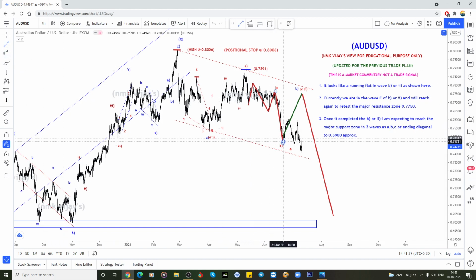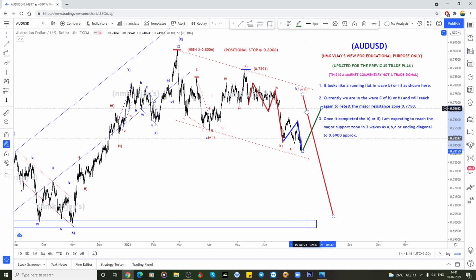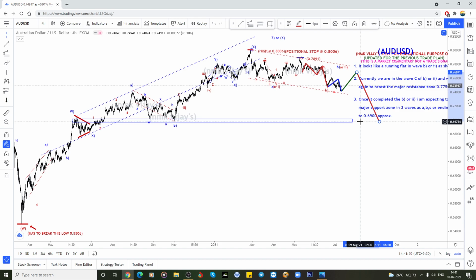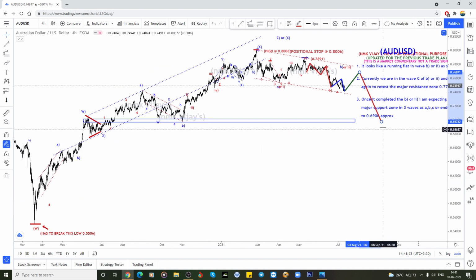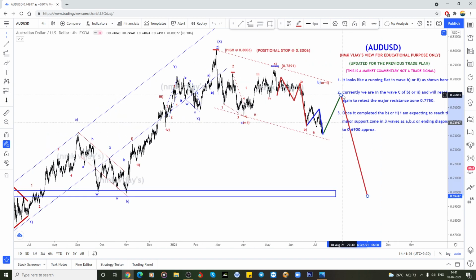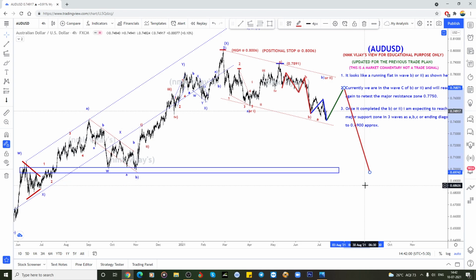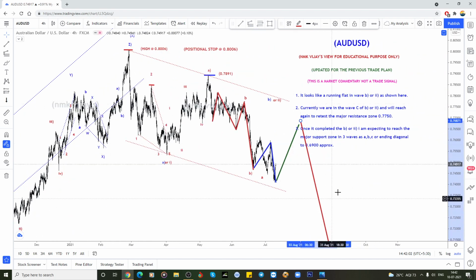So here also I will draw this. This is a five-wave structure completed. So now I'm looking for that bounce from here in a three-wave structure. So once the three-wave structure is completed, again I'm looking for that downtrend for 6950 here, 6975 maybe, or it could come to the downside, still to the downside also.